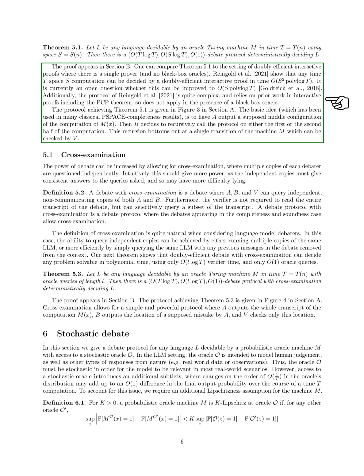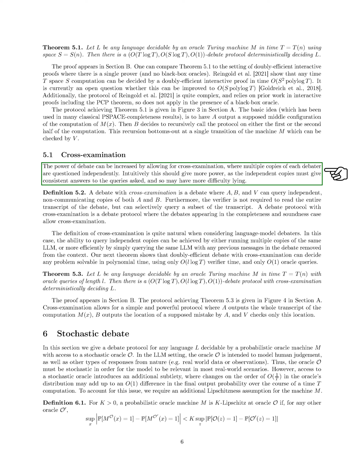The protocol for this type of debate is a bit complex and relies on previous work in interactive proofs. It doesn't apply when there's a black box oracle. The protocol for this deterministic debate is given in a specific section. The basic idea is to have one party output a supposed middle configuration of the computation. Then the other party decides to recursively call the protocol on either the first or the second half of the computation. This recursion ends at a single transition of the machine, which can be checked by the verifier.